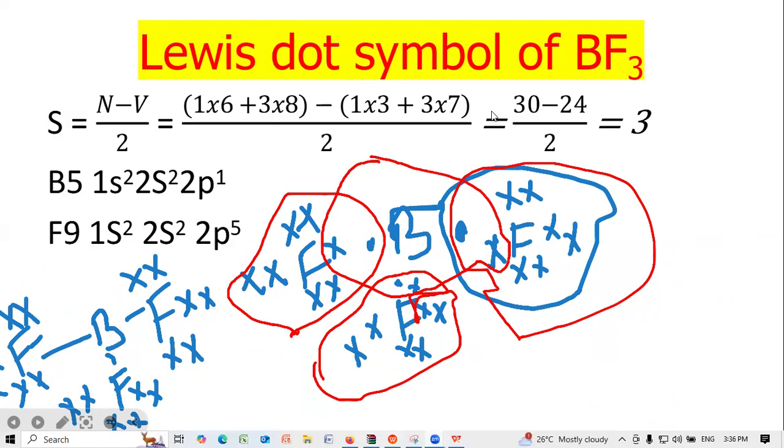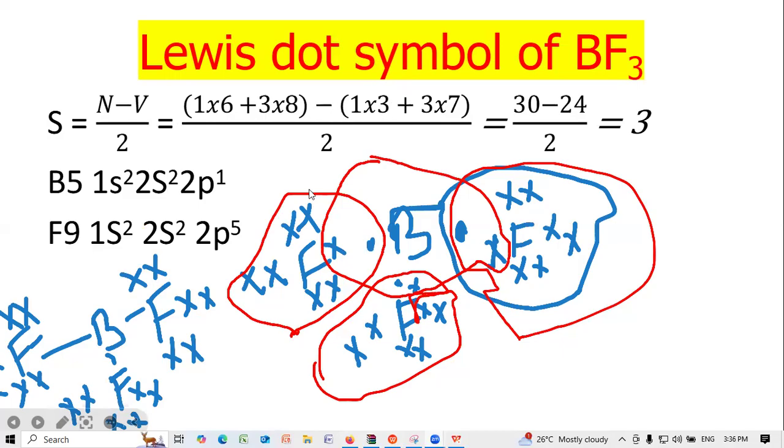Okay, Lewis dot symbols of boron trifluoride. Boron is the exceptional case. I have already told you, except hydrogen, every atom follows the octet. But in case of boron, it is not an octet, it is exceptional. We should write 6. Only one boron, so 1 multiply 6 plus 3 fluorine, 3 multiply 8, and this is minus from the formula.